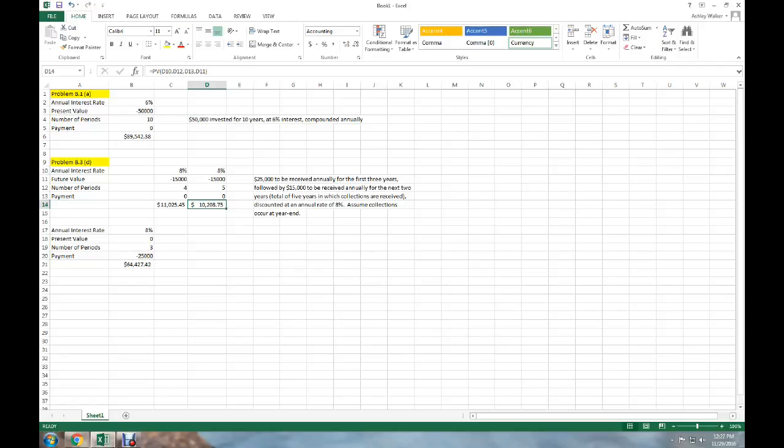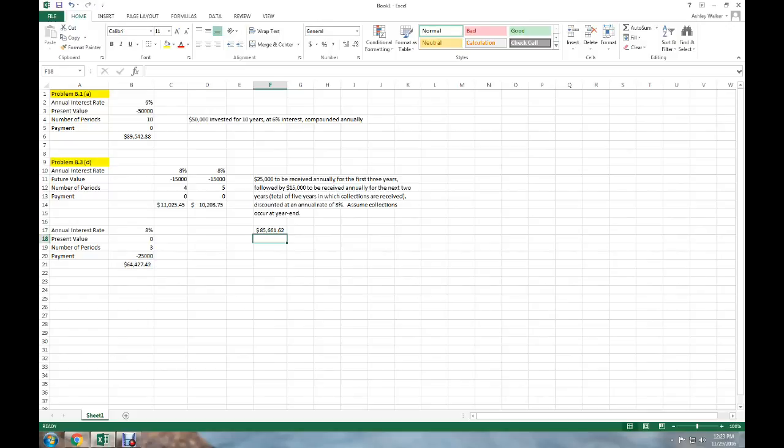So now we have all 3 parts. We have the $25,000 received annually for the first 3 years, which we figured out there, $15,000 to be received at the end of year 4, and then $15,000 to be received at the end of year 5. So basically all we're going to do is add all these together. That piece plus that piece plus that piece. Okay? So all of those together are worth $85,662. And just take my word for it, if you use the tables, you'll get the right answer.